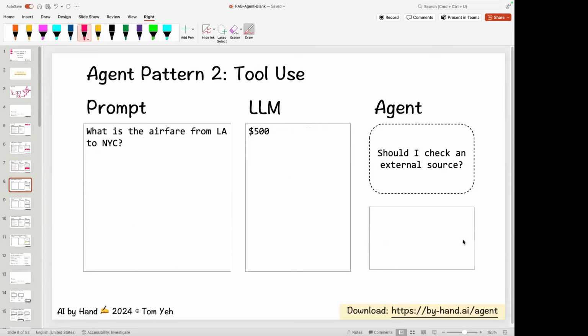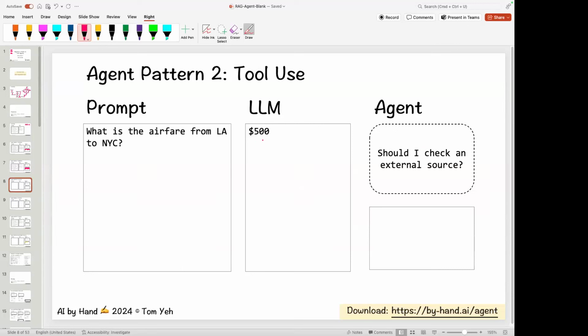And then let's consider the other example, a prompt. What is the airfare from LA to NYC? That's a prompt from the user. A traditional large language model is forced to answer anytime it's provided with a prompt. It will say $500. Maybe it's correct, and then they will say, oh, you're doing such a good job. If it's not correct, we blame the large language model, saying, oh, you are just hallucinating.